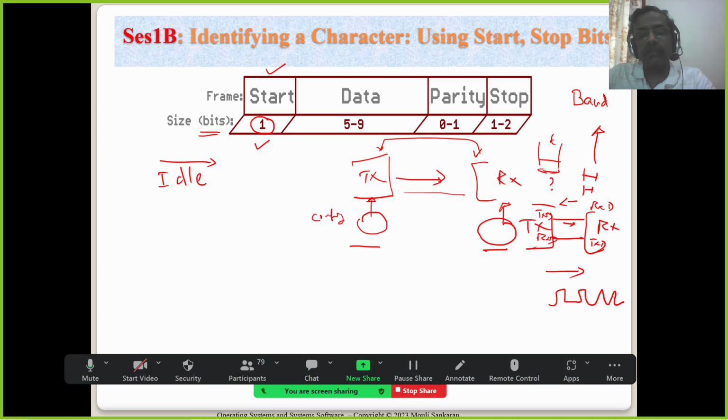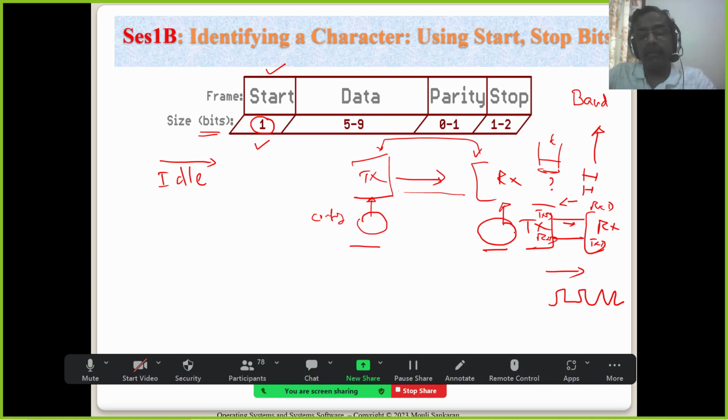Now it is the responsibility of the user who is connecting these two devices with a serial line to make sure that these two are configured so that they match with each other. That's why, in some of the examples I showed you, if there is a mismatch, what will happen?